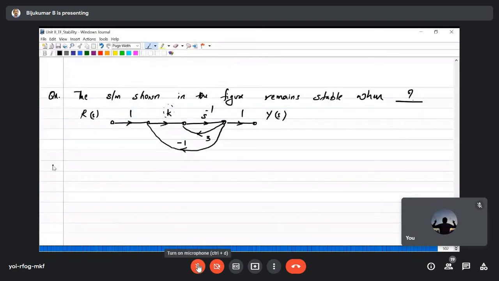In order to check the stability, you can take the roots, right? To form the root array, you need the characteristic polynomial. So the first step is you have to derive the transfer function of this particular signal flow graph. It is a very simple circuit. Please complete it and tell me what is the transfer function. Okay, start.